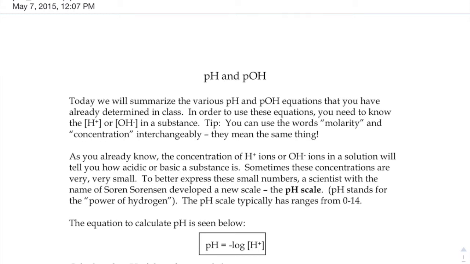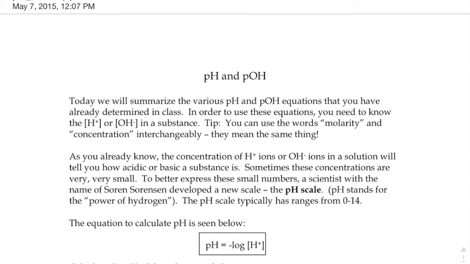The beginning part of these pH notes should look familiar. The first couple pages here are the equations that we talked about yesterday. So I'm going to go through the first couple pages kind of quickly because they should feel like review. We talked about yesterday how to find those pH equations and what pH actually stands for.